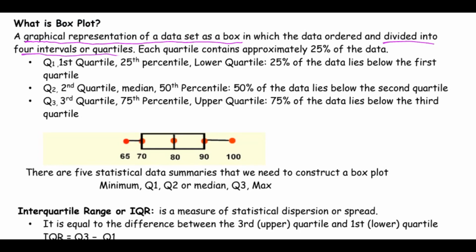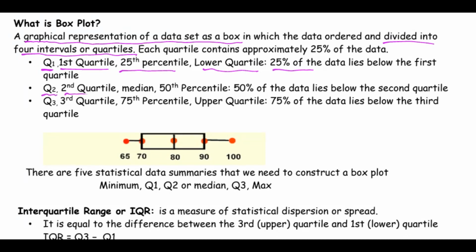Each quartile contains approximately 25% of the data. So you have to think about box plot as a box divided into 4 parts. Each part contains 25% of the data. The first part is called Q1, or the first quartile, or 25th percentile, or lower quartile. So all these terms mean the same thing, the first quartile of that box plot. And that part or quartile contains 25% of the data.